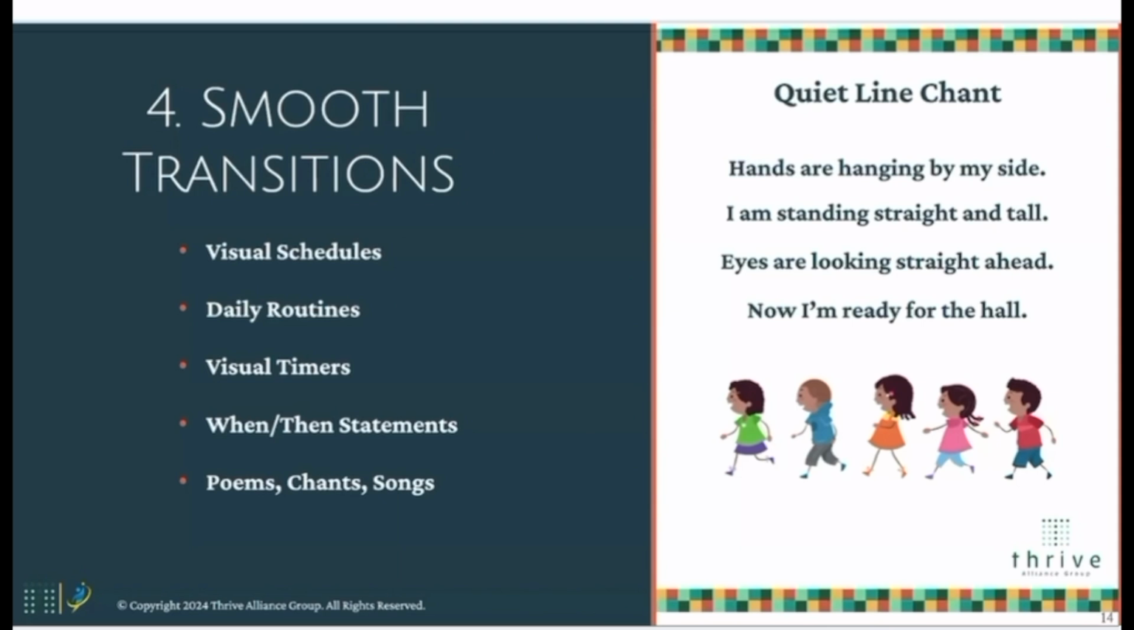Transitions can also be challenging for our little ones, whether it's walking in and out of the classroom, from place to place within the room, or from activity to activity. Here are some proactive tips to reducing challenging behavior. Having a visual schedule to reference combined with daily routines can promote smooth transitions throughout the day. Visual timers like a sand timer or a digital countdown on the whiteboard can help our kiddos stay focused on a task and prepare them for transitions when used consistently.